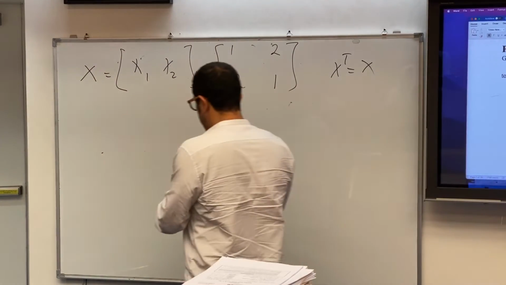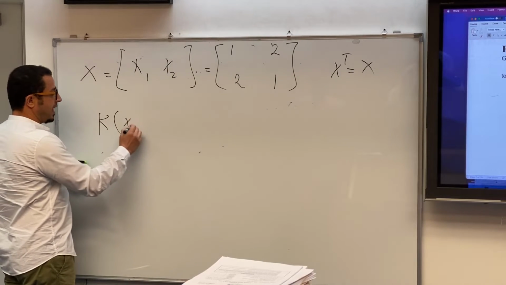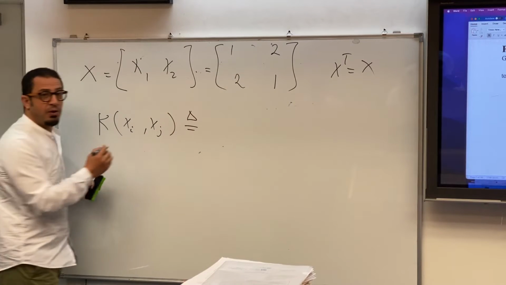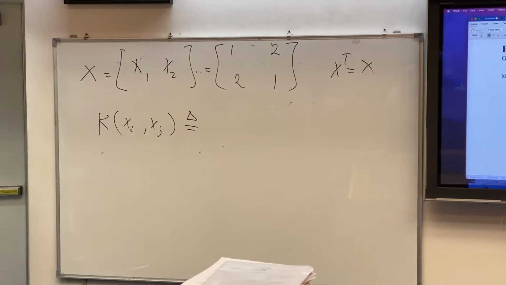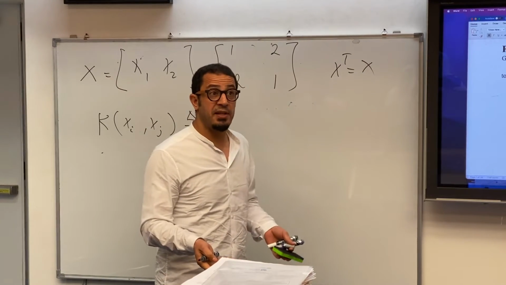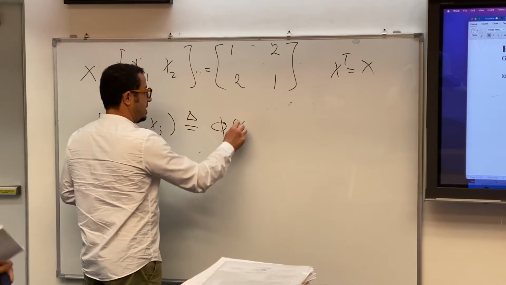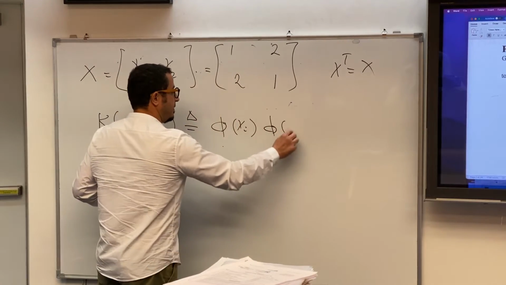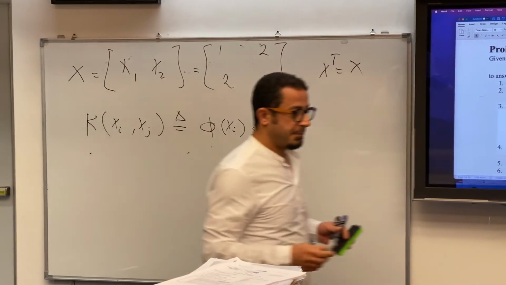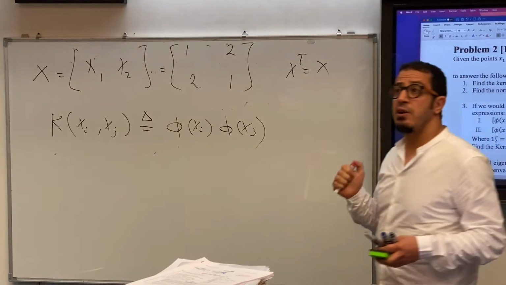Okay. Kernel function. What's the definition of the kernel function, please? For xi and xj, when I put the triangle, what does it mean? By definition, we go into the other space, right? So we call it phi of xi, phi of xj. Well, I have to put the transpose here, please.